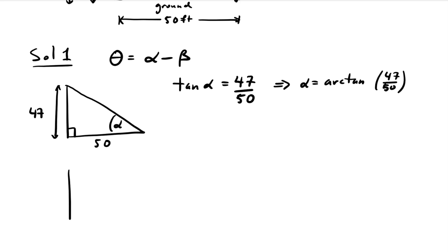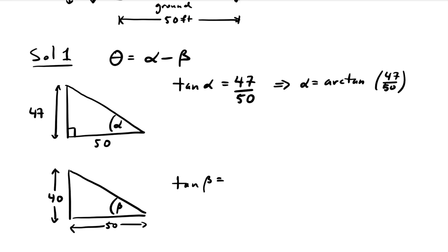For beta, it's very similar. The only difference is that the height is 40, but the base is still 50. So tan of beta would be 40 over 50, which implies that beta is the arctan of 40 over 50, or this is 4 over 5. We could just write the arctan of 4 over 5.